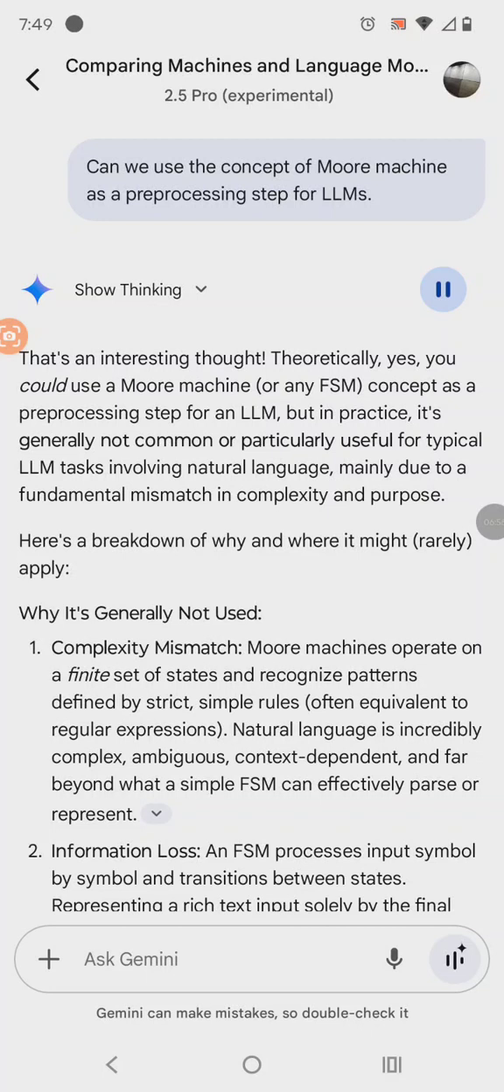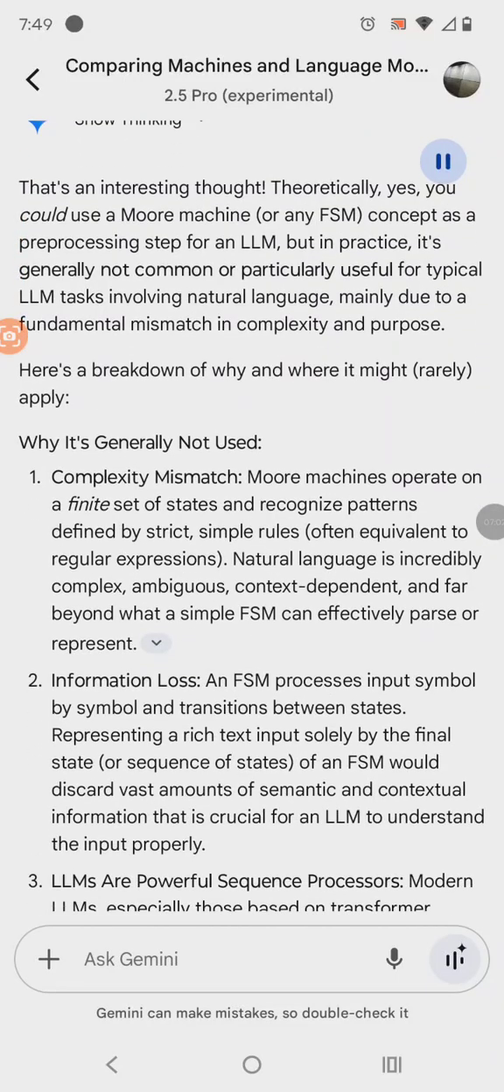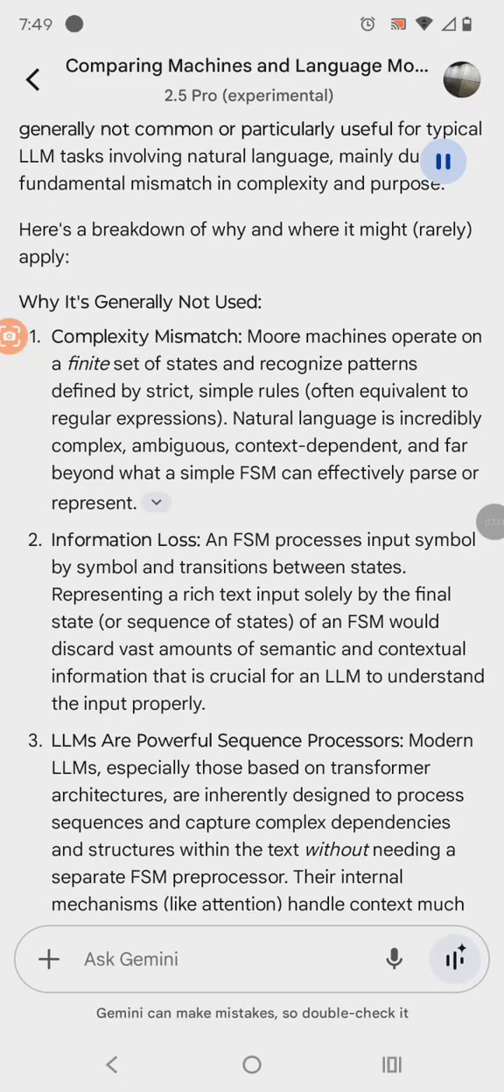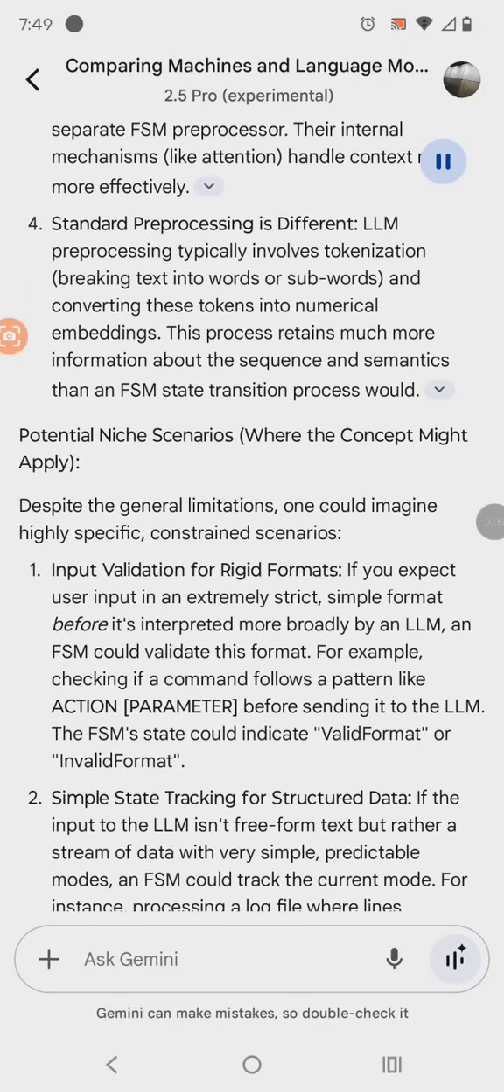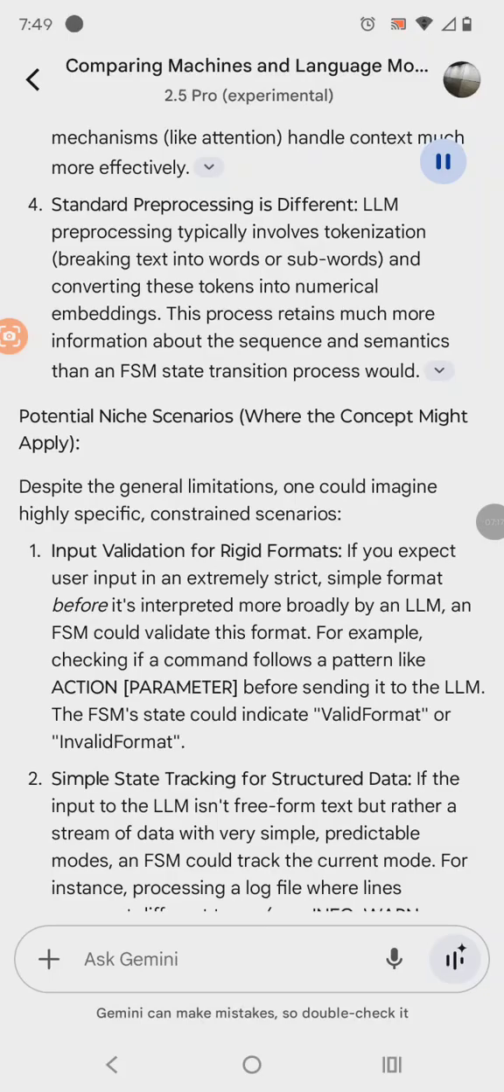That's an interesting thought. Theoretically, yes, you could use a Moore machine or any FSM concept as a pre-processing step for an LLM, but in practice, it's generally not common or particularly useful for typical LLM tasks involving natural language, mainly due to a fundamental mismatch in complexity and purpose. Here's a breakdown of why and where it might rarely apply. Why it's generally not used.